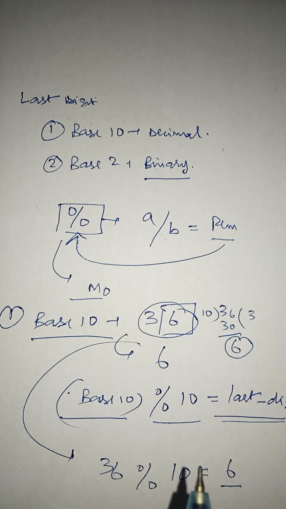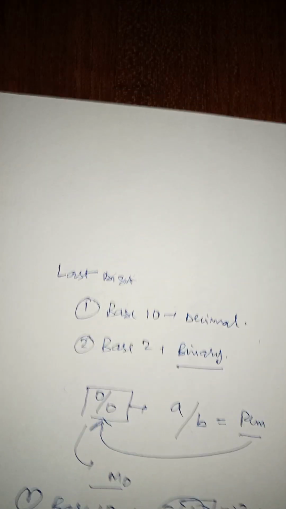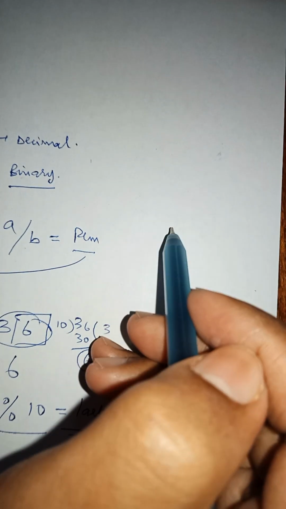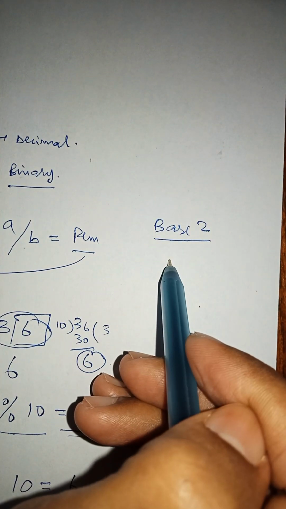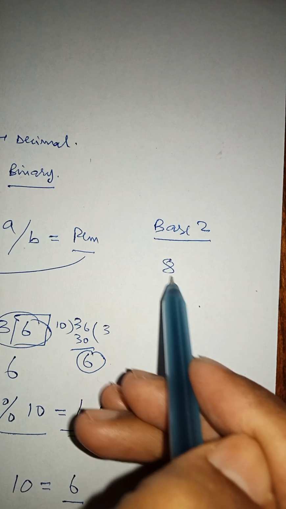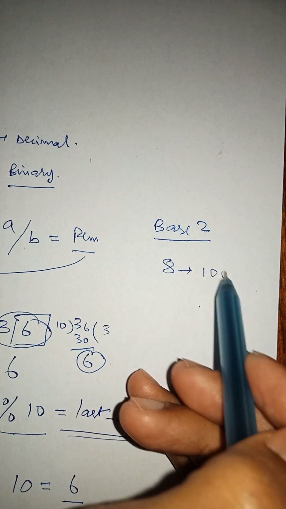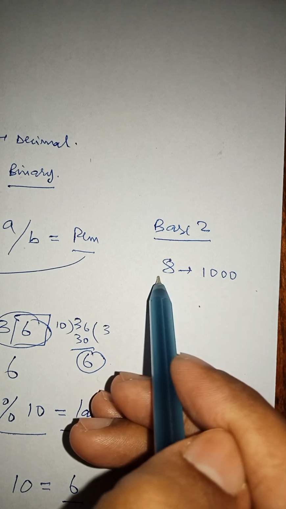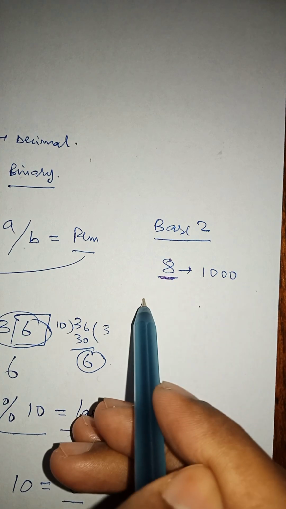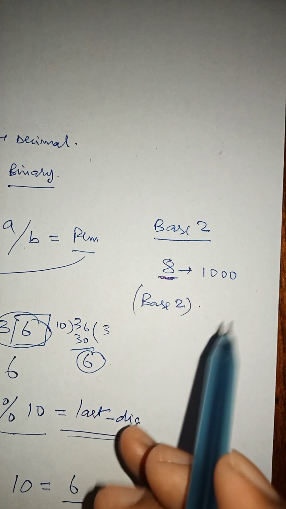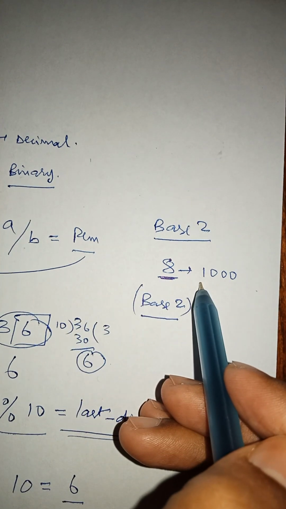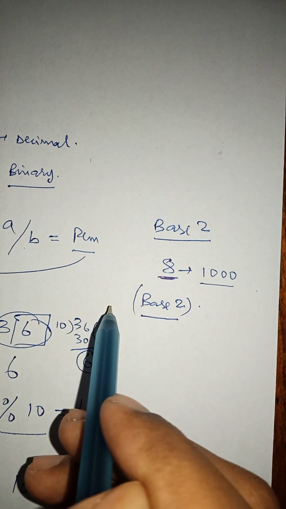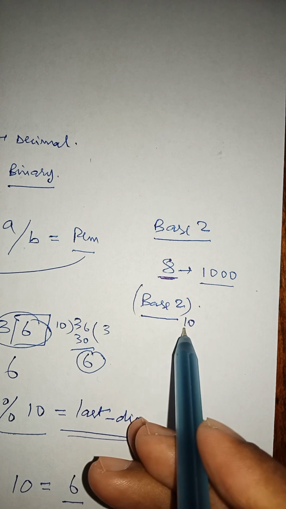What if we have to find the last digit with base 2? So let's just go ahead. Suppose that I have a base 2 number. For example, let's suppose I am considering 8. Now 8's binary representation will be 1 0 0 0. We have to consider that this number must not be in its binary form. It must be in the decimal form. So base 2 must be in decimal form.